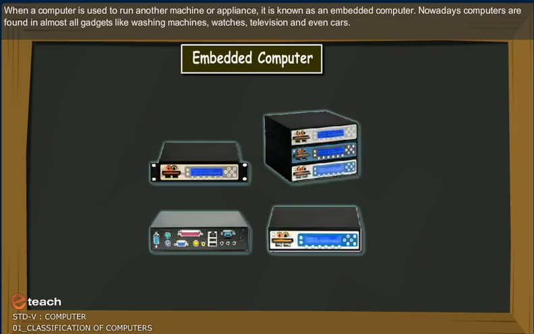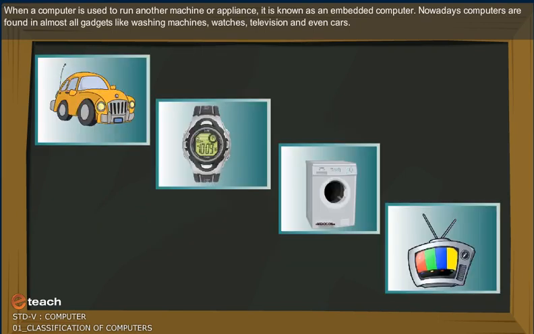When a computer is used to run another machine or appliance, it is known as an embedded computer. Nowadays, computers are found in almost all gadgets like washing machines, watches, television, and even cars.